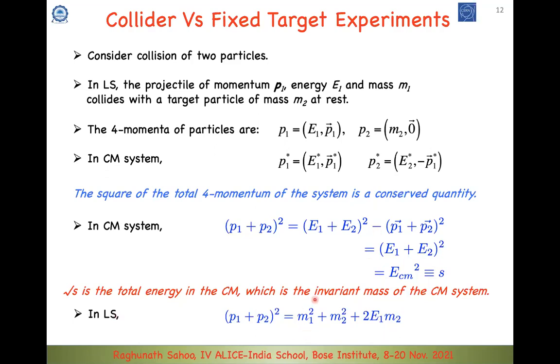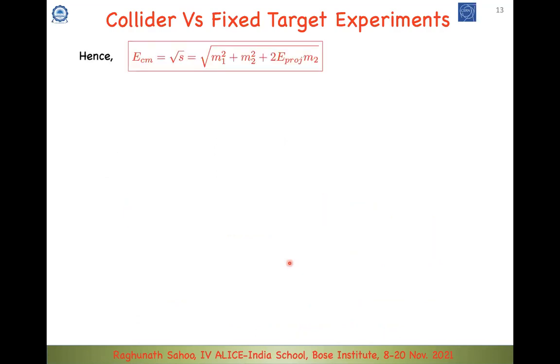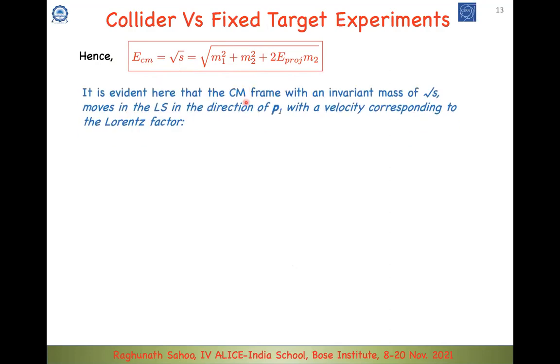This is the way I equalize these two and use that formula for conversion of fixed target to collider energy. So you will find this expression. That is what I told you. Given that you have E projectile, the energy of the beam in the fixed target, you can convert that to the center of mass energy E center of mass using this formula. So this formula you will be using for many purposes, so keep it in mind.